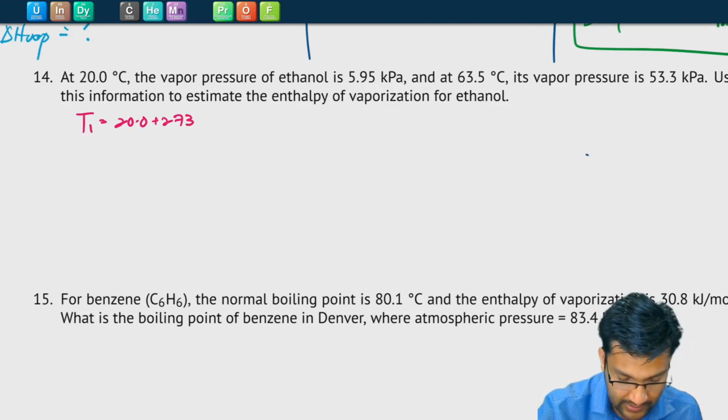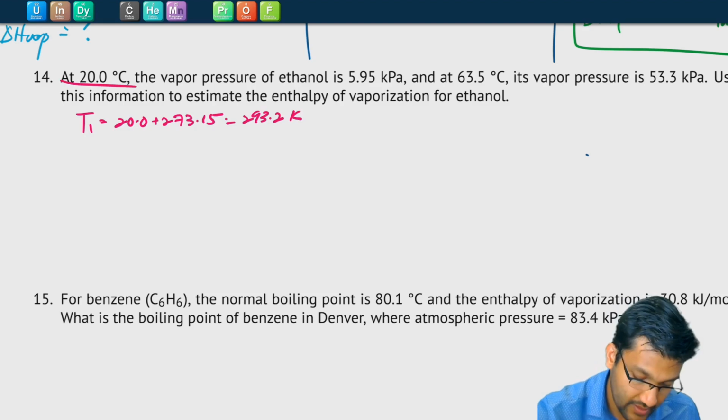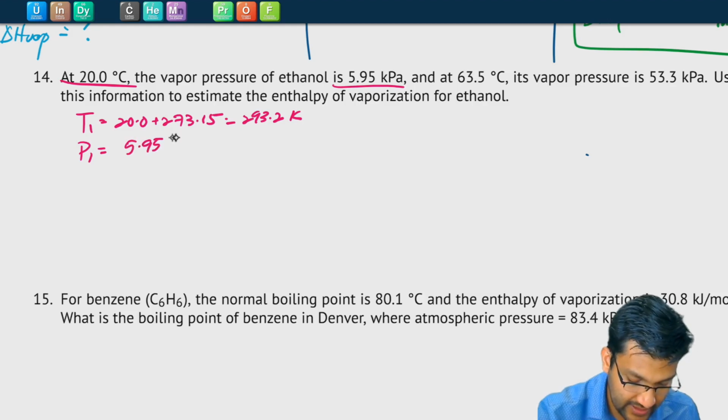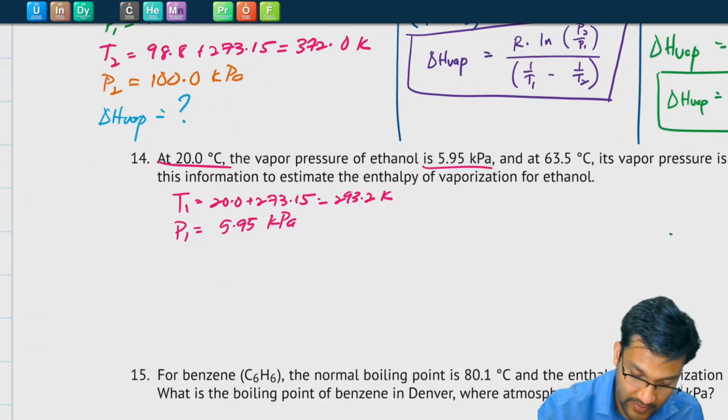Again, we need this in Kelvin. So that's 293.2 Kelvin, right? It tells us that the pressure, so that's the first pressure, is 5.95 kilopascals. And then at some other temperature, I'm going to run out of space again, aren't I? So let me start by shifting this down.